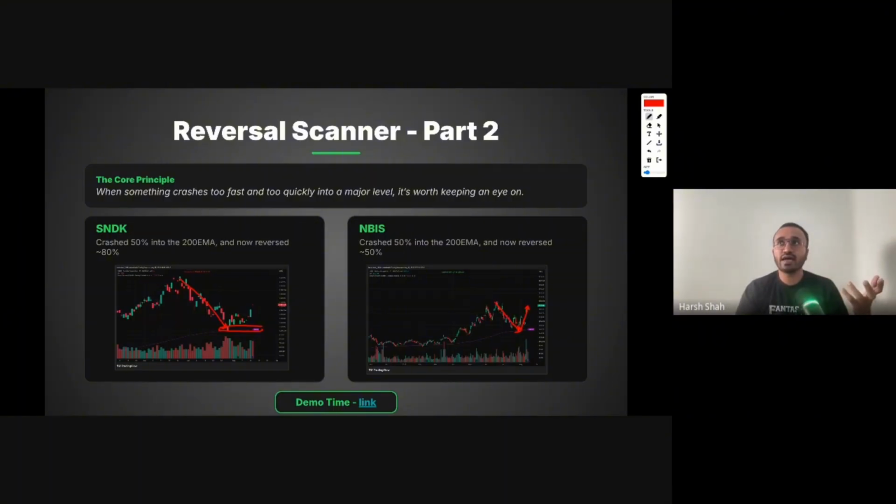And you can think of it as bouncing a ball. If you are bouncing a ball from the 10th floor to the ground floor, the bigger the drop, the higher the jump. So that is the exact correlation in technical analysis, assuming the demand is still there and fundamentals are intact. So this was the second component of the reversal scanner. So again, moving back to the demo.